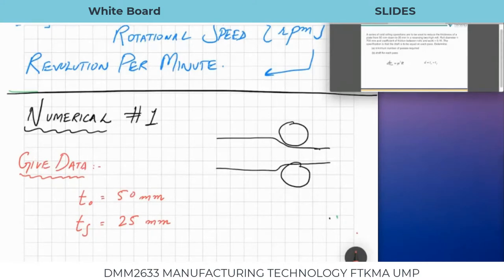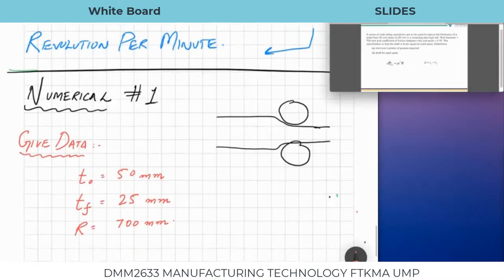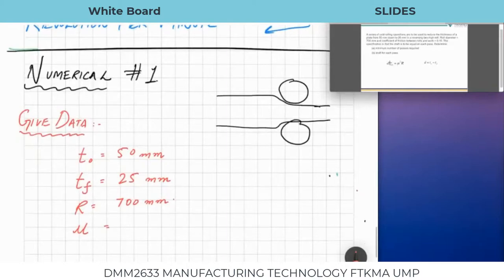Then the roll diameter, or capital R, is given as 700 millimeters. The friction coefficient mu, Greek letter mu, is given as 0.15. And remember, friction coefficient has no unit. Now, what is required? Minimum number of passes required. So minimum number of passes, what was the formula? Let's go back.